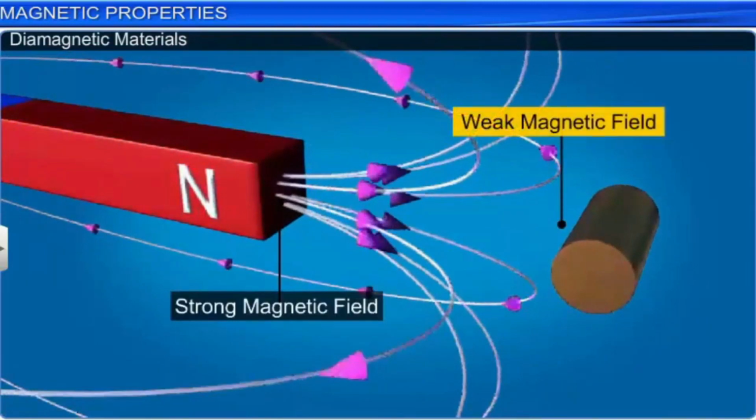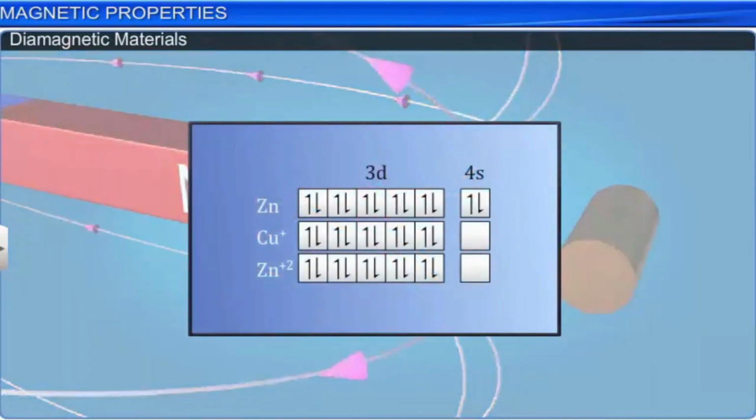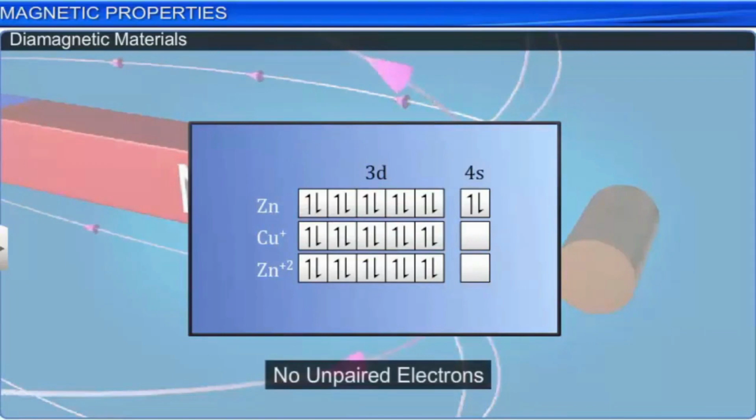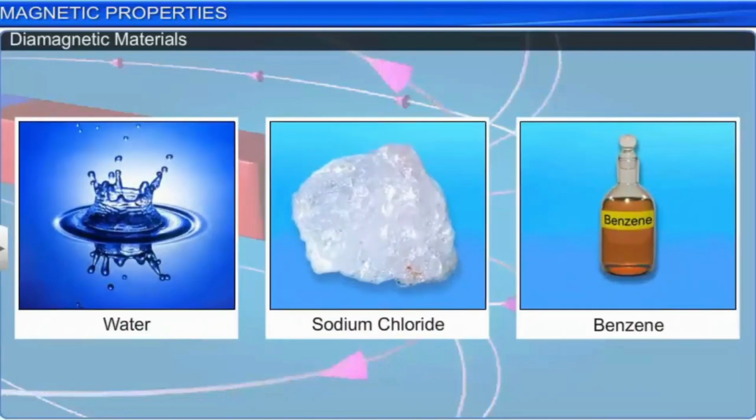Diamagnetism is shown by substances in which all the electrons are paired and there are no unpaired electrons. Although diamagnetism is present in all materials, its effect is very weak in most of them. Some examples of diamagnetic substances are water, sodium chloride, and benzene.